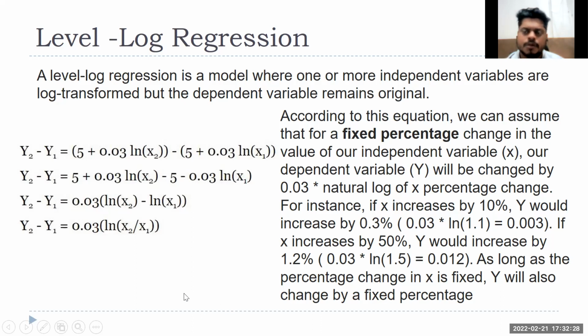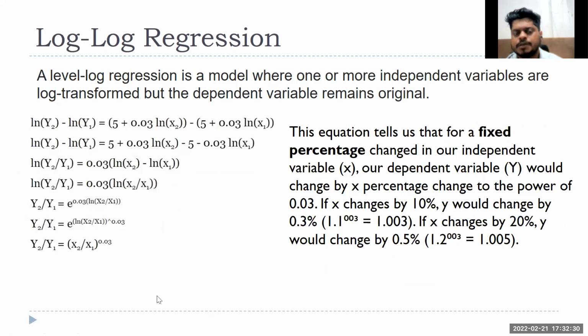transforming one variable or both the variables, interpretation step by step becomes difficult. In log-log regression, the transformation is happening for both the dependent variable and the independent variable. So again, I do the transformation, take different y2, different y1 and try to simplify the equation. So y2 divided by y1 will become x2 divided by x1 to the power 0.03. 0.03 is coming from here.